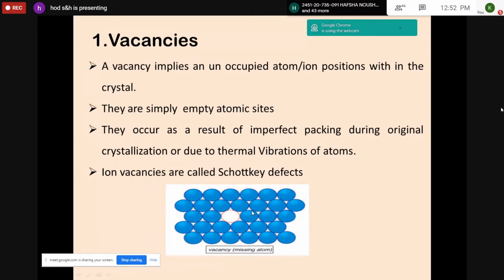Take this first diagram, where one atom is missing in the atomic region. Take this diagram. Is it clear? Vacancy. Please take this diagram.